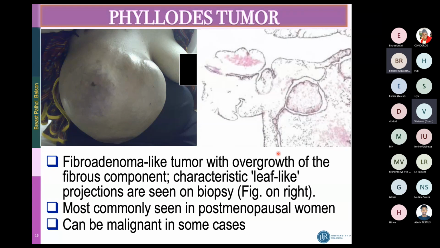So Phyllodes tumor, here we have a proliferation more of the fibrous tissue, but the epithelial cells are not much increased. Phyllodes tumor is considered borderline. Some we find are overtly malignant, others are just benign, others are intermediate. So whenever we diagnose a Phyllodes tumor, we have to specify if it is overtly malignant, overtly benign or intermediate, but usually they are intermediate. It is most commonly seen in postmenopausal women. It can be malignant in some cases, so it is written here.